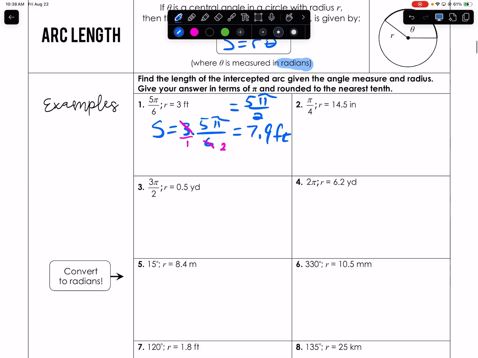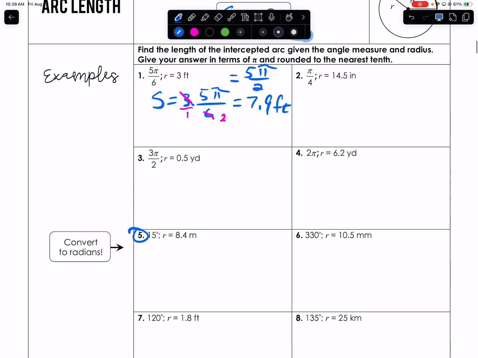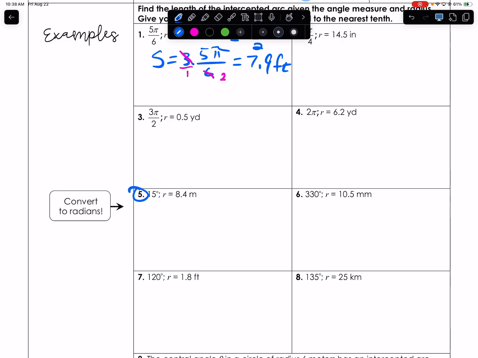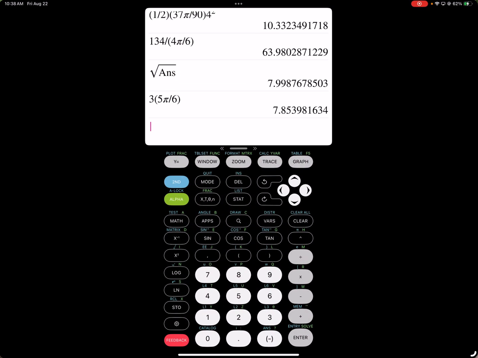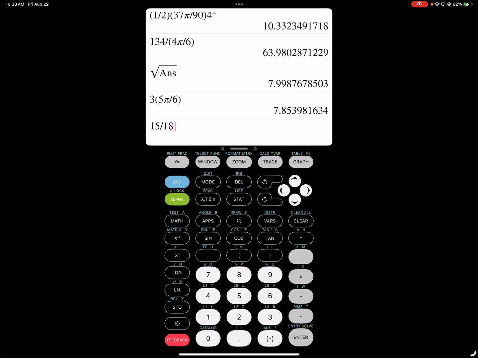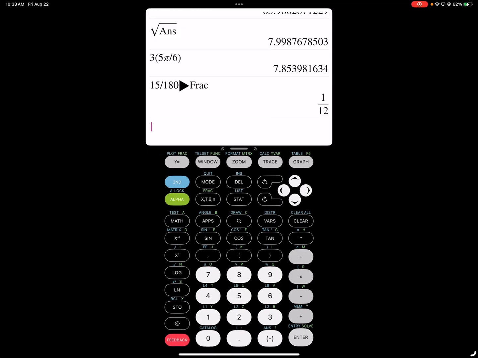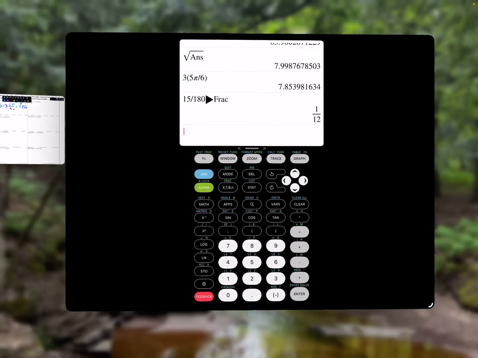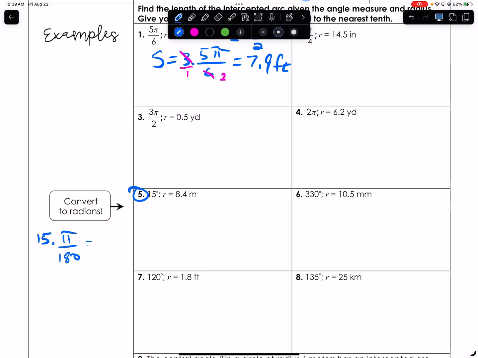So let's do number 5. We have to convert to radians. So we do 15 times pi over 180. We want radians, so the pi has to be on top. So you can do 15 divided by 180 in the calculator. Math, enter is your friend. So 15 divided by 180, math, enter. We get pi over 12.